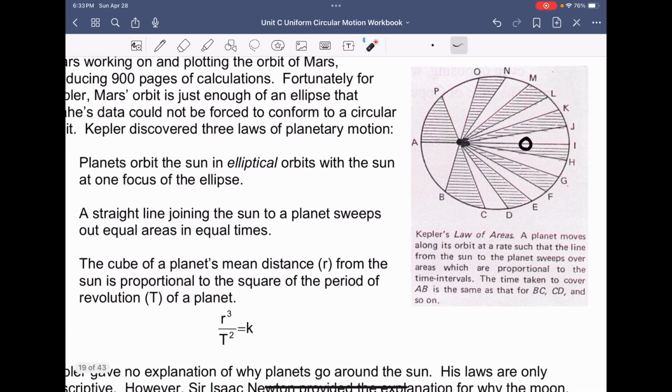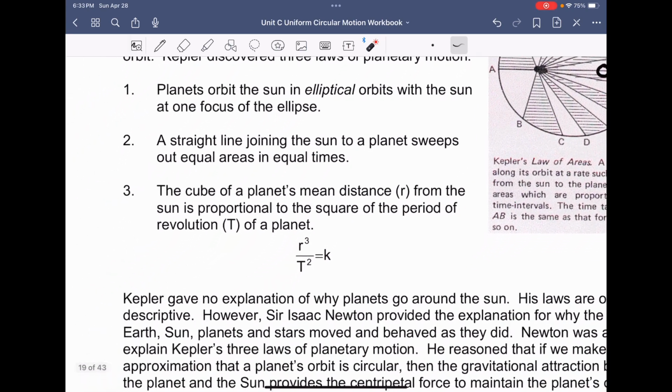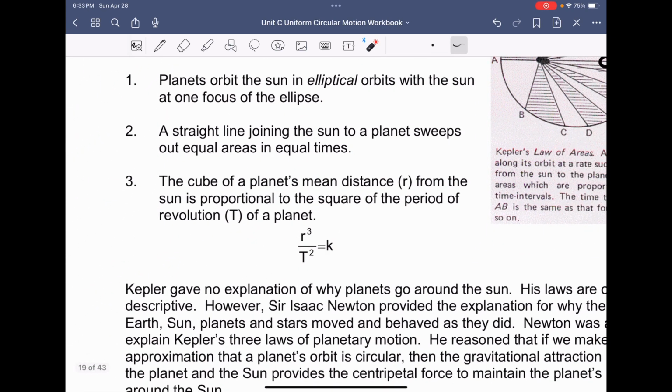Okay, so that's the second law. Now, the most important one is Kepler's third law. The cube of a planet's mean radius, mean meaning average, and I'll even highlight this in the notes, this is implementing the average. The cube of a planet's average distance, measured as r, from the sun is proportional to the square of the period of revolution T of a planet.